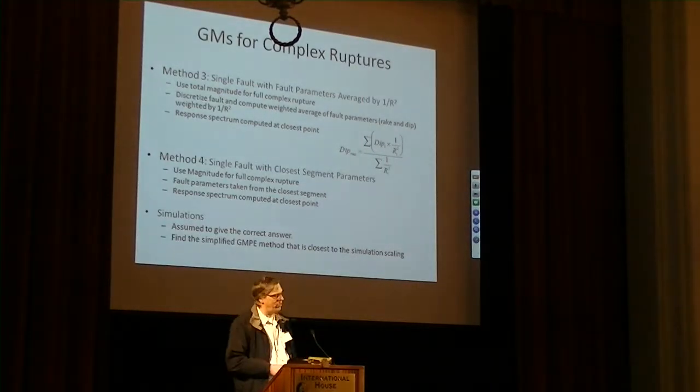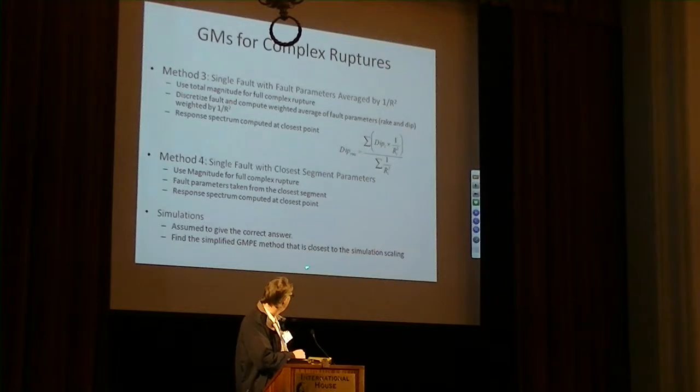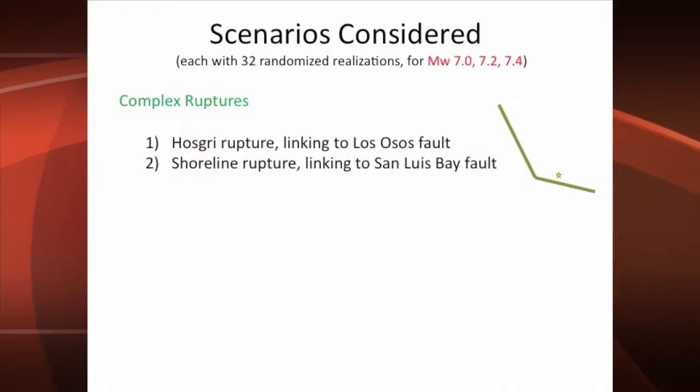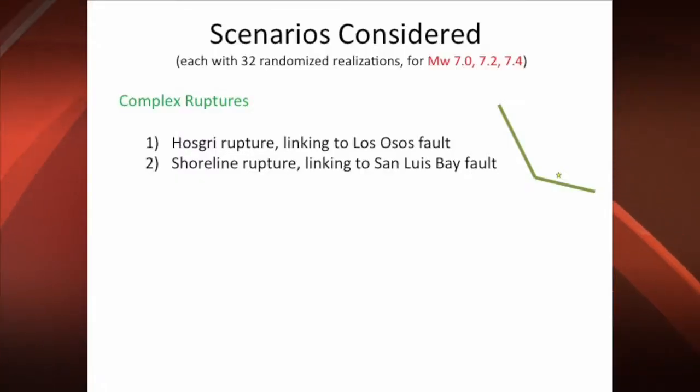We also have simulations, and we're assuming they give us the right answer. Okay, and so we're going to look at these 4 different simplified methods and choose the one that gives us the closest thing to what the numerical simulations say would happen. And I'm going to jump ahead to try to get the answer for us here.